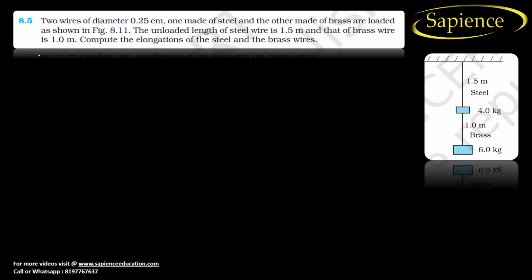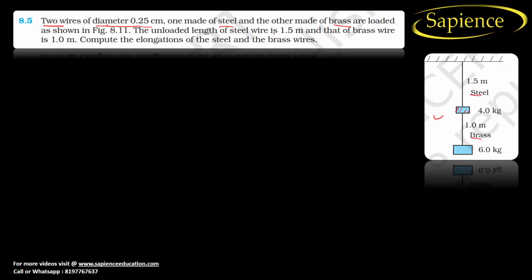So how to solve this? Let us read the question first of all. Two wires of the diameter 0.25 centimeter, one made up of steel and another made up of brass, are loaded as shown in a figure. So this is the figure. This wire of the steel as well as wire of the brass has been used here, and there are two types of load.